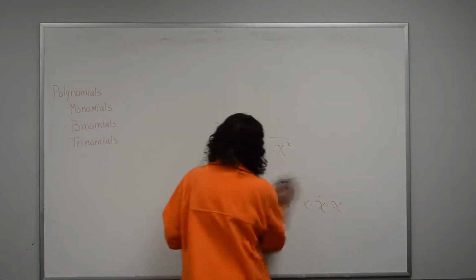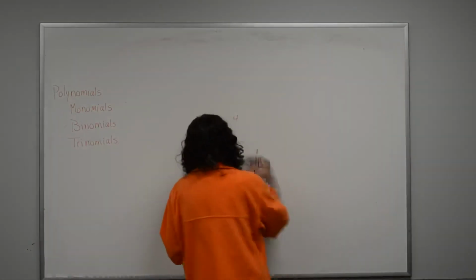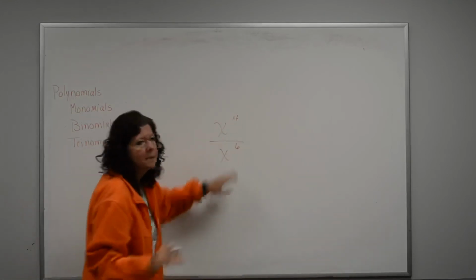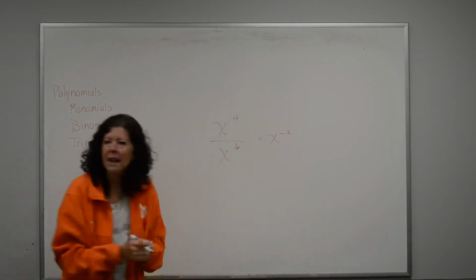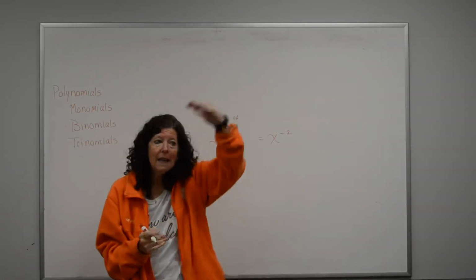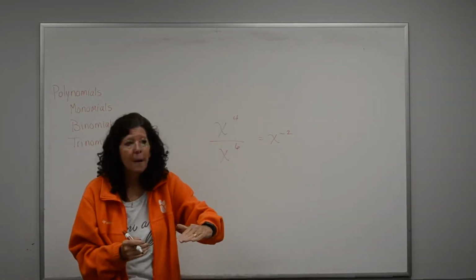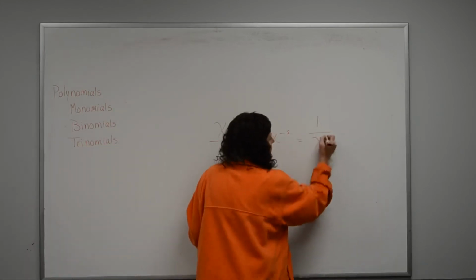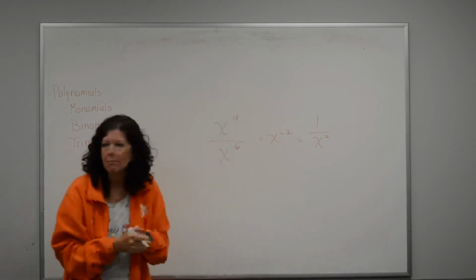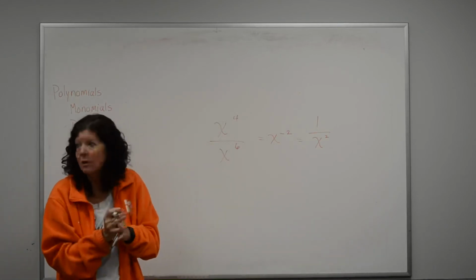Another way of doing this, you might have learned it this way. 4 minus 6 is negative 2. X to the negative 2 power means that I'm going to put it on the bottom because this is on the top. So that's the same as 1 over x squared. Okay, we worked with that too.